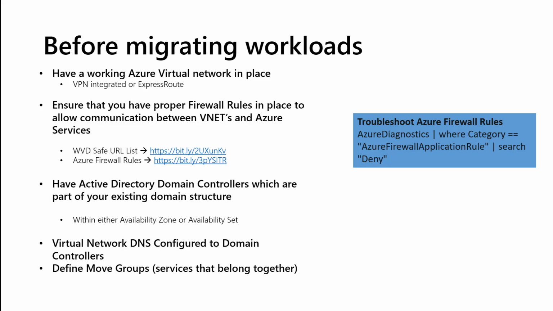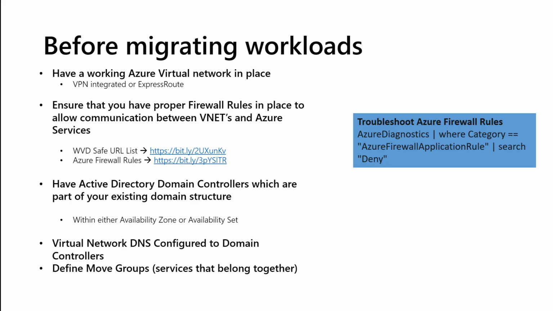So now we've built the foundation, we've set up Windows Virtual Desktop, and now we need to make sure that the environment is fully functional and made ready for the migration of the remaining workloads. So if you are, for instance, using Azure Firewall, there are predefined rule sets that we can use for Windows Virtual Desktop purposes. And there's also a troubleshooting query on the right-hand side. This is a Kusto query against the Azure Firewall data that's being collected into the Azure Diagnostics pane.